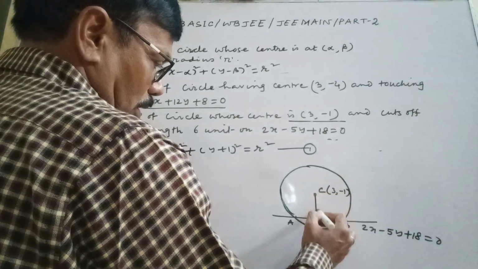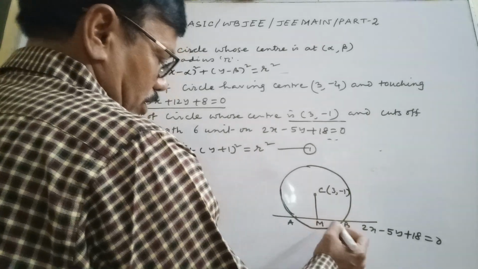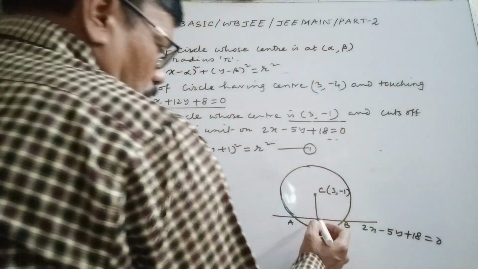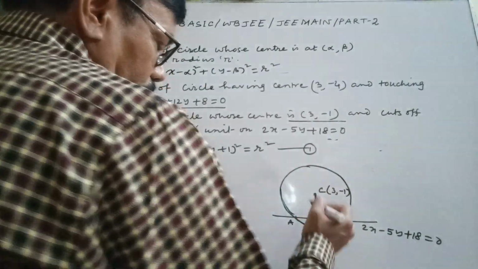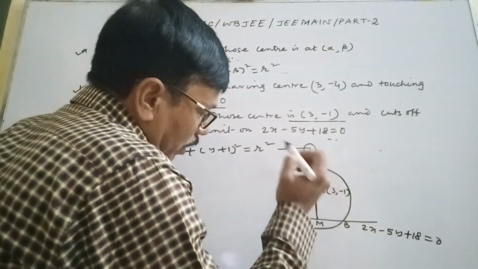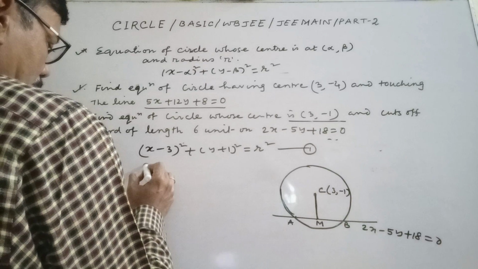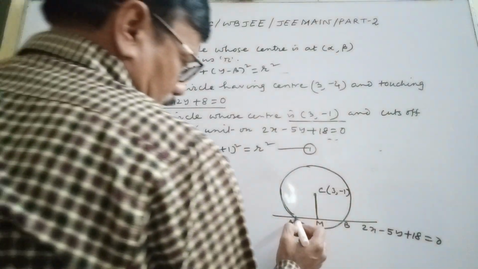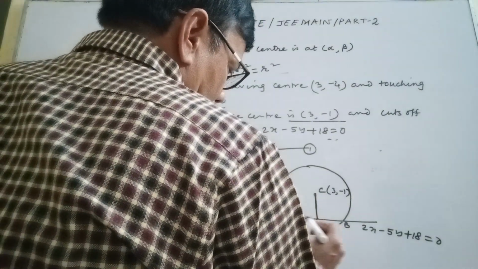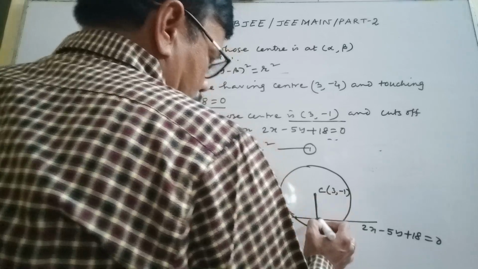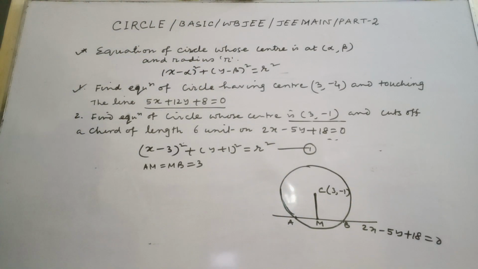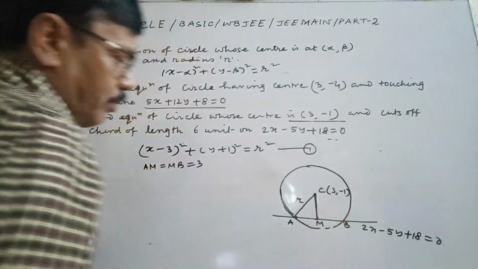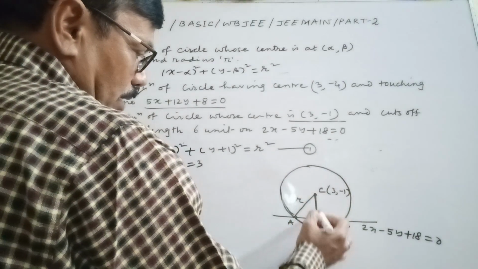We know if we draw perpendicular from center to chord, then it will bisect it. Property of geometry of class 10. So AM equals to MB equals to 3. AB is 6, so AM equals to MB because CM bisects it. So we are getting AM. We need a radius, that is CA. Now CM we can find.